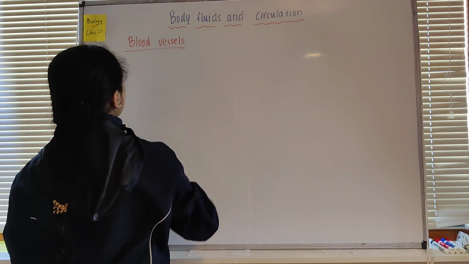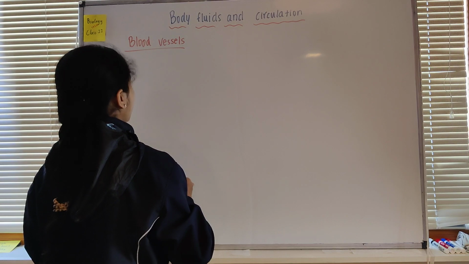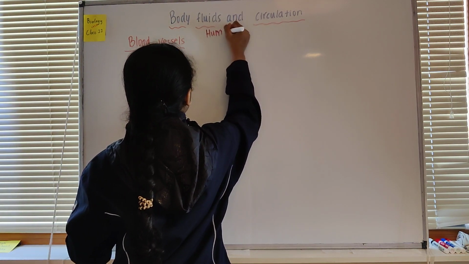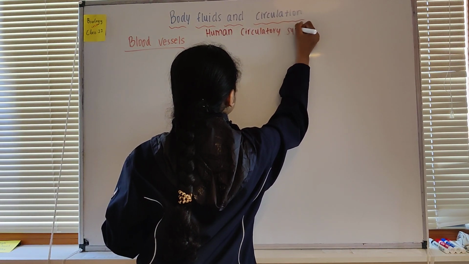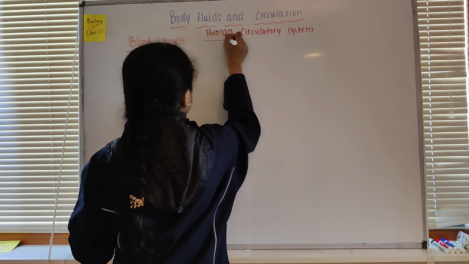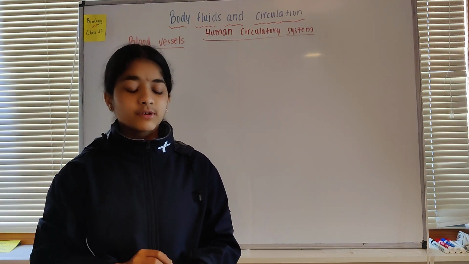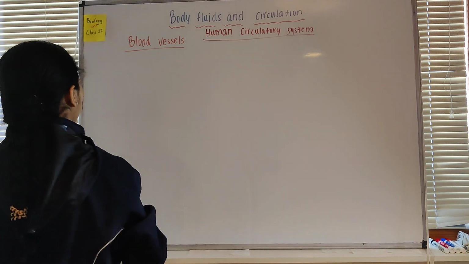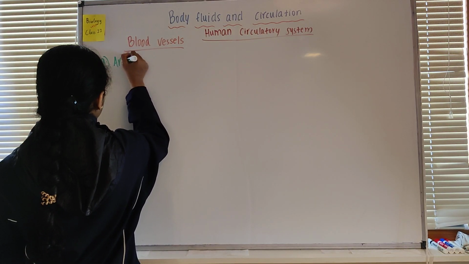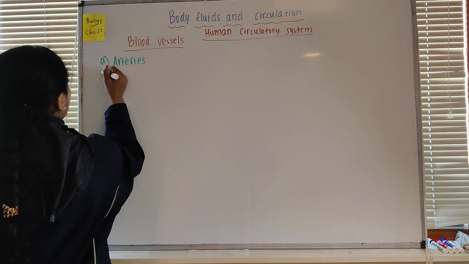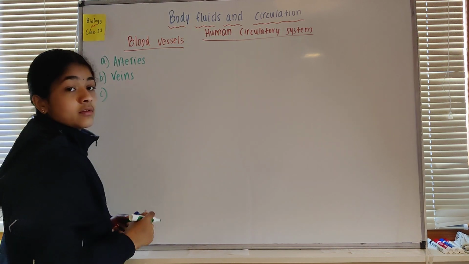In the human circulatory system, there are blood vessels. Now, these blood vessels are divided into three categories. The first one is called arteries, and then we have veins, and then we have the capillaries.